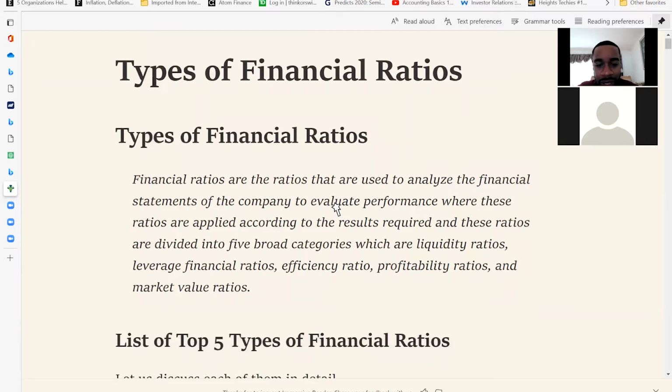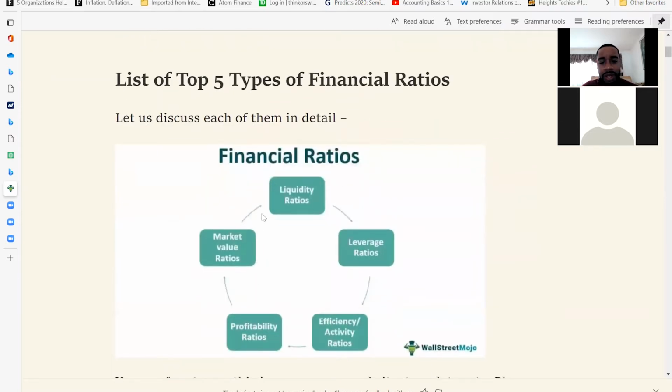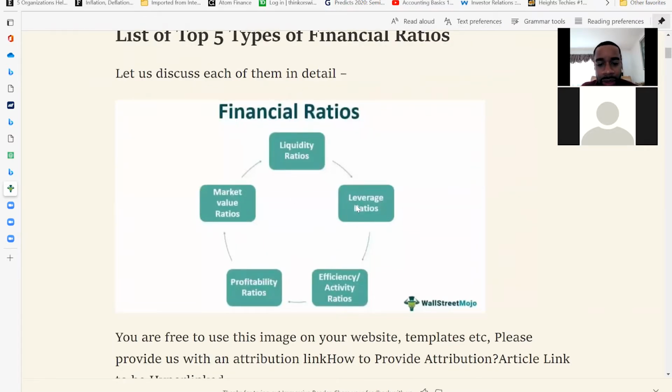Financial ratios are ratios that are used to analyze the financial statements of a company to evaluate performance, and a number of things, right? There's 5 types of financial ratios. There's liquidity ratios, leverage ratios, efficiency and activity ratios, profitability ratios, and market value ratios.